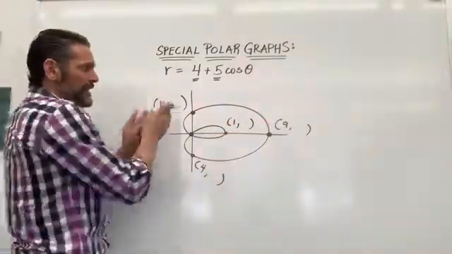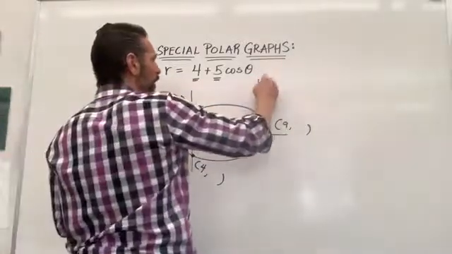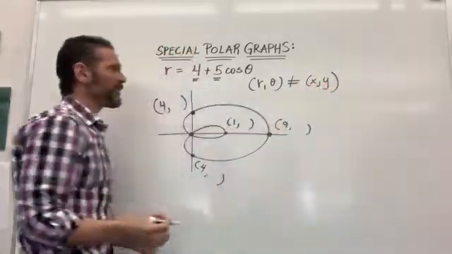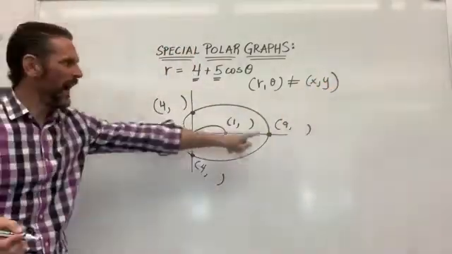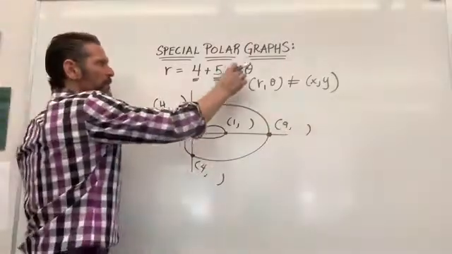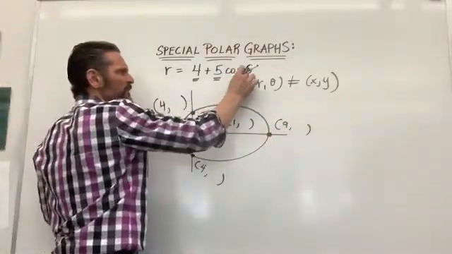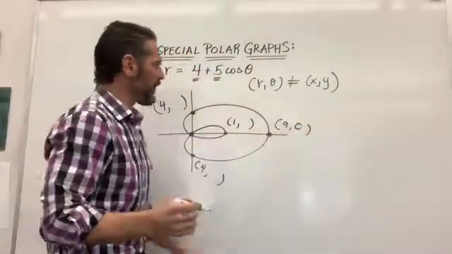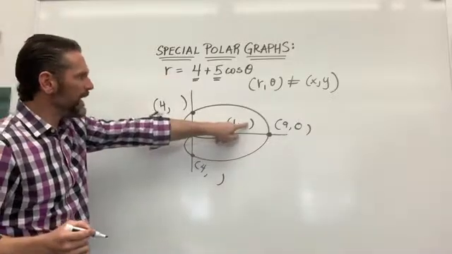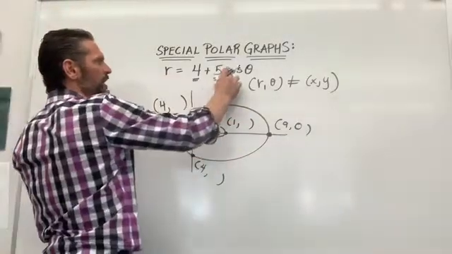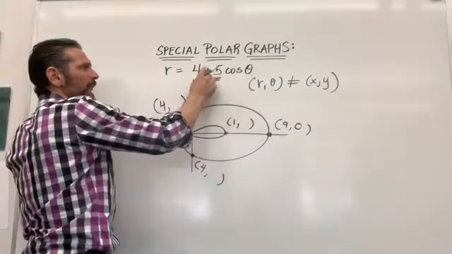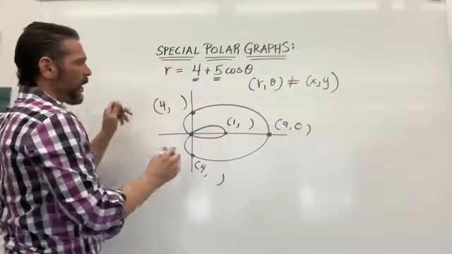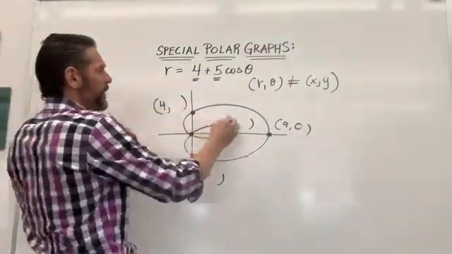Now, if this angle here, I'm thinking in terms of r theta, which is not the same as xy. So I have to think directed distance, directed angle. I think this angle is 0. So let me plug in 0 for theta. Cosine of 0 is 1 times 5 is 5 plus 4. So I do have that. That's r theta there. What if I did pi here? Cosine of pi is negative 1 times 5 is negative 5 plus 4 is negative 1. So I have negative 1 comma pi.